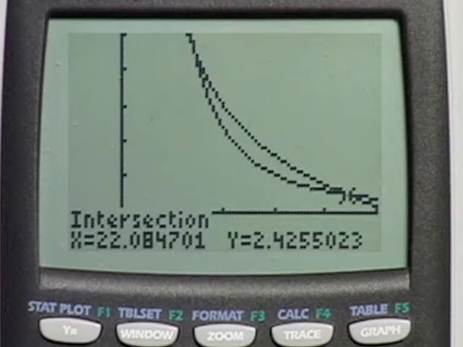2.4255023. So what we are interested in is, of course, both of those points of intersection, and we can approximate those values. So we would approximate the first one as x equals approximately 7.29 and y equals approximately 22.26. And for the second point, x is equal to 22.08 approximately, and y is approximately 2.43. And now let's write those on the board.